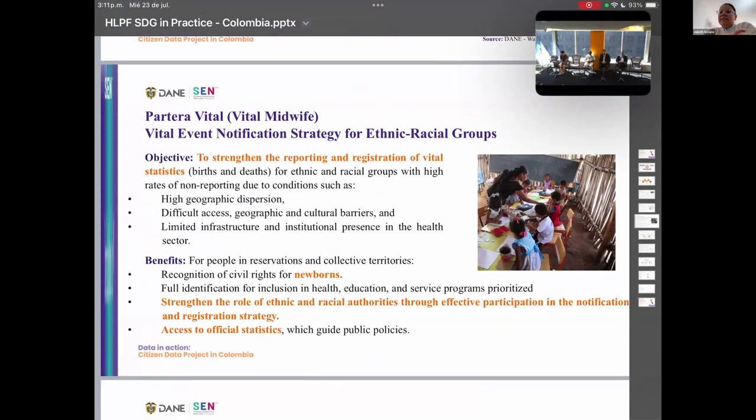In terms of the second case, I want to speak about the vital event notification strategy for ethnic racial groups. As I mentioned, the engagement with communities was key in order to visualize these particular populations and situations. So the objective of this strategy is to strengthen the reporting and registration of vital statistics, births and deaths from ethnic and racial groups with high rates of non-reporting due to conditions such as high geographic dispersion, difficult access, geographic and cultural barriers, and limited infrastructure and institutional presence of the health sector.